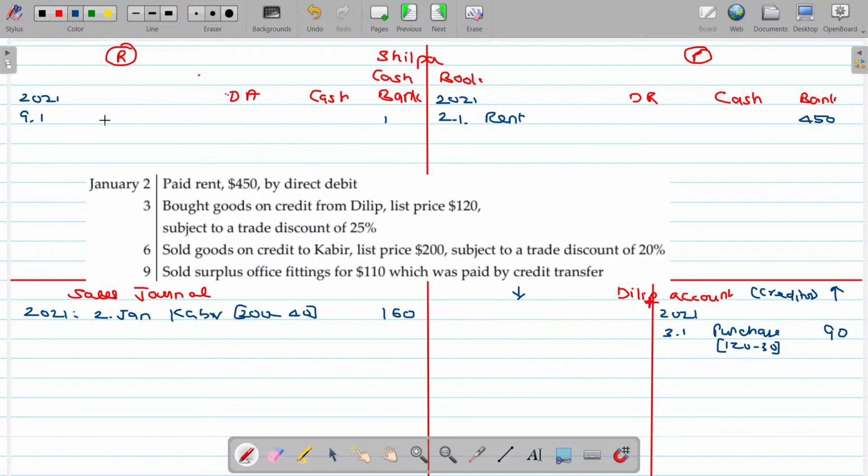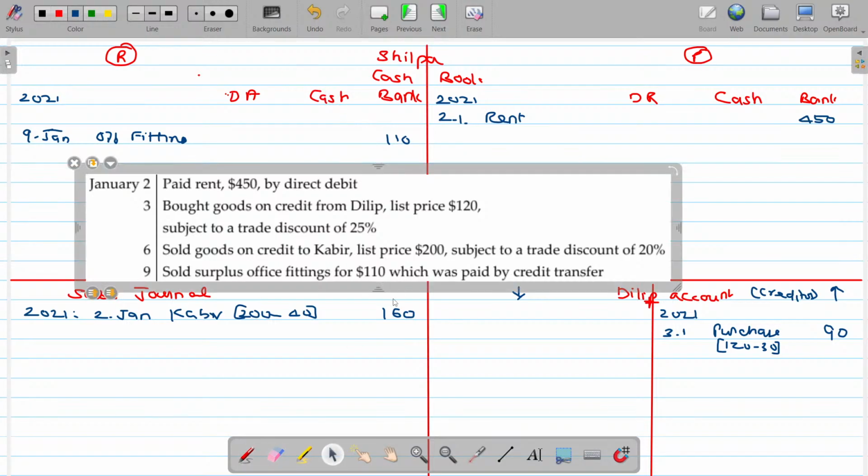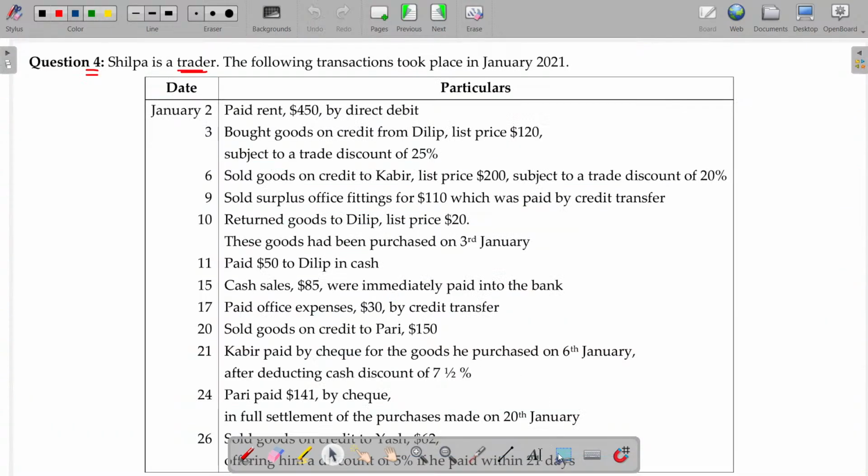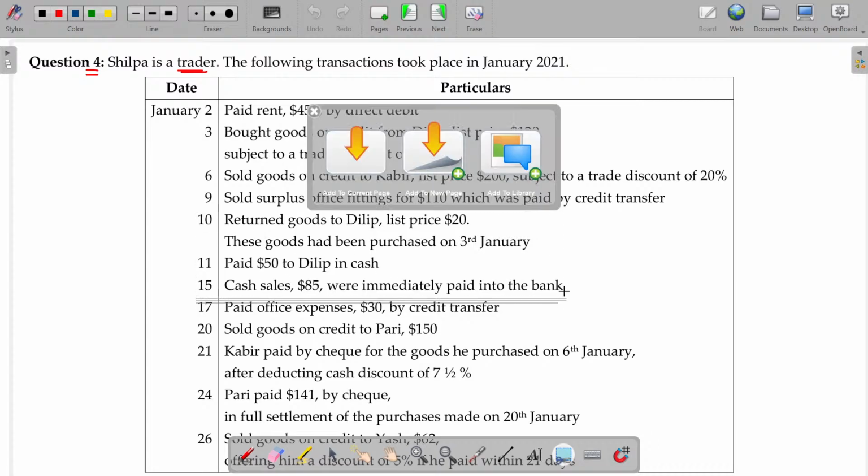We need to know the opening balance. I am not sure, so I will just leave the space for opening. And 9th Jan, office fittings, the value being 110, routed through the bank account, because it is a direct credit in your bank account. 10, 11 and 15, three more transactions I will pick.